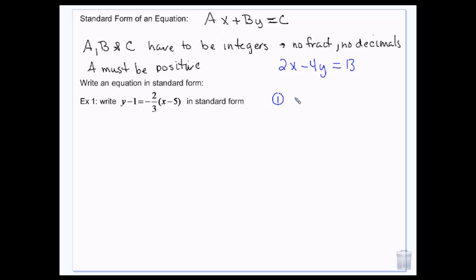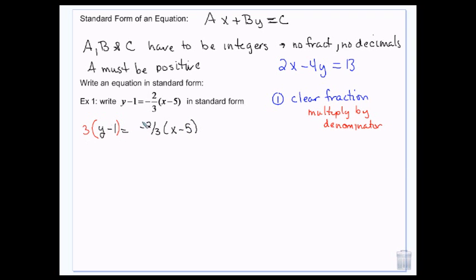Okay, so step 1, I'm going to clear the fraction. And in order to do that, we're going to multiply by the denominators. If there's more than one fraction, it would be the common denominator. Okay, so my denominator in this case is 3, so I'm going to multiply this by 3, and I'm going to multiply this by 3.